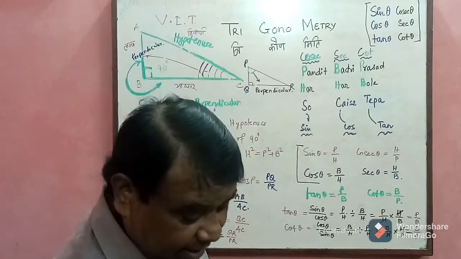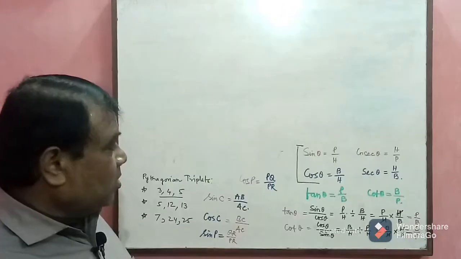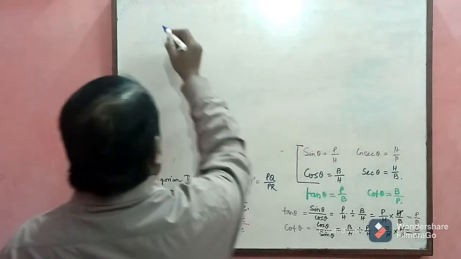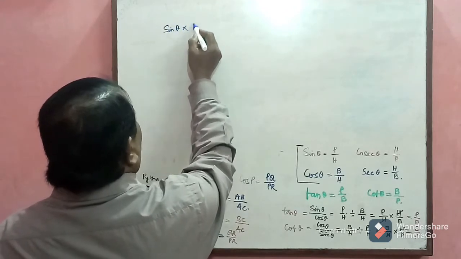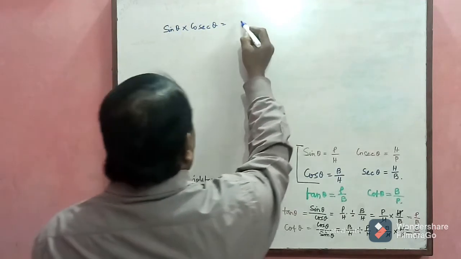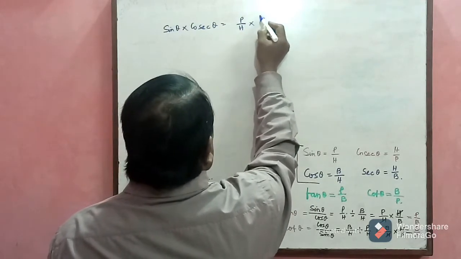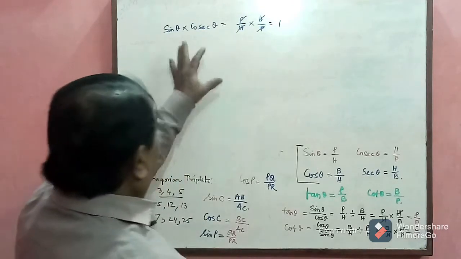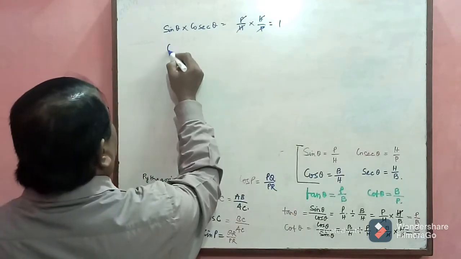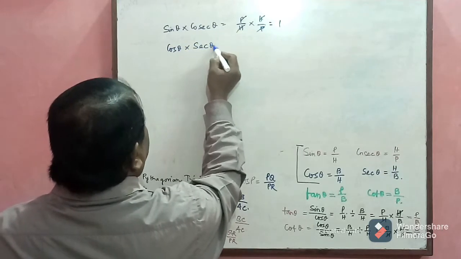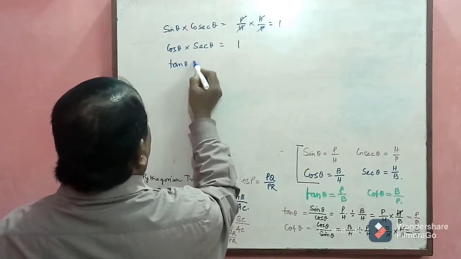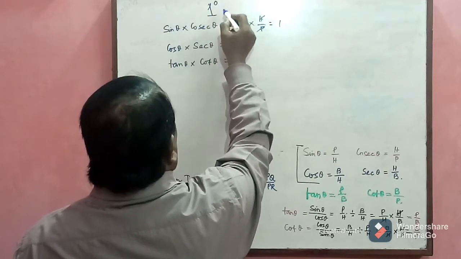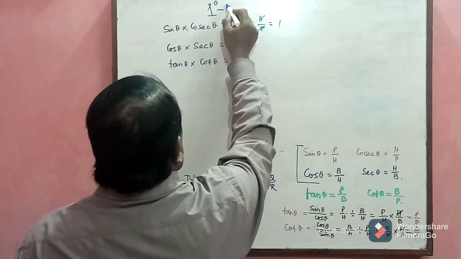So we have now identities here. Sin theta is P upon H, cosec theta is H upon P, sin theta into cosec theta is P upon H into H upon P, which is 1. Similarly, cos theta into sec theta is 1, tan theta into cot theta is 1. This is a 1 degree formula, identity.